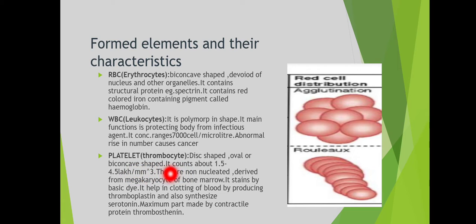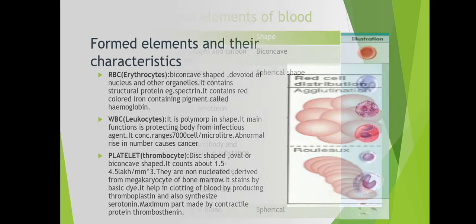They help in clotting of the blood by producing thromboplastin, and also synthesize serotonin. The maximum part is made of a contractile protein, and this contractile protein is known as thrombosthenin.